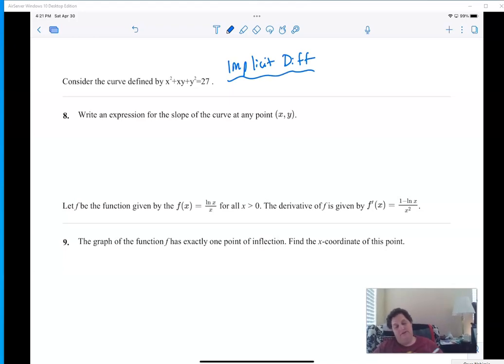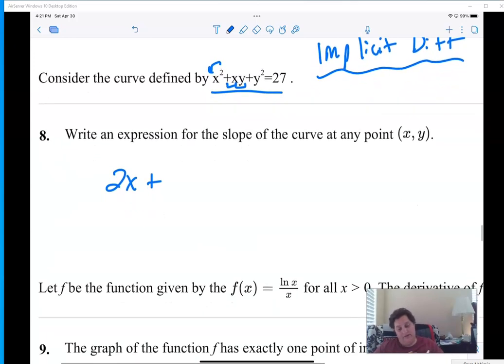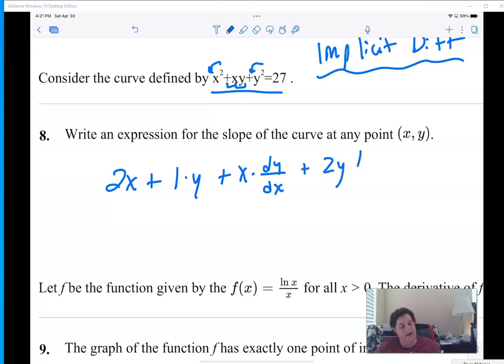Okay, implicit differentiation. Check it out. I'm trying to take the derivative of that. I'm going to get 2x plus. Now, right here, you guys, that's a product rule. Remember, it's derivative of the first times the second, plus first times derivative of the second. And anytime I take the derivative of y, I use dy/dx. Right here, this is 2y dy/dx, because I took a derivative of y, and then equals 0.